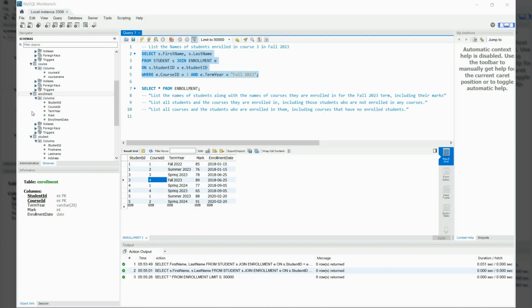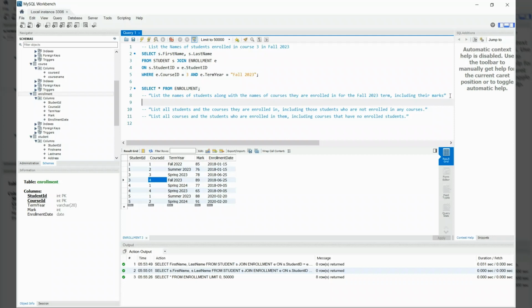So in case you want to combine three entities together, you have to use three entities and look at the primary key and the foreign keys of them. So for example, your next query says that you have to list the name of the student along with the name of the course they enroll in for the fall 2023 term, including their marks.